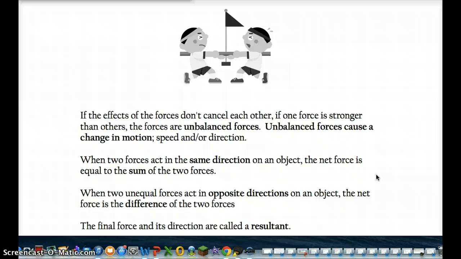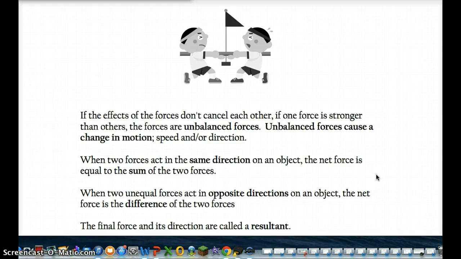Unbalanced forces cause a change in motion, speed, and or direction. Okay? These 2 boys, if one of those boys were to let go, then the other boy would fly back with the board. They would win because they would have more force, right? Okay, but when 2 forces act in the same direction on an object, the net force is equal to the sum of the 2 forces. So if both of these boys were on one side together trying to pull something, then they're going in the same direction, so we would add the 2 numbers together, okay?